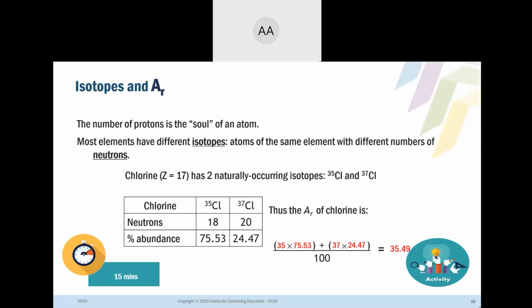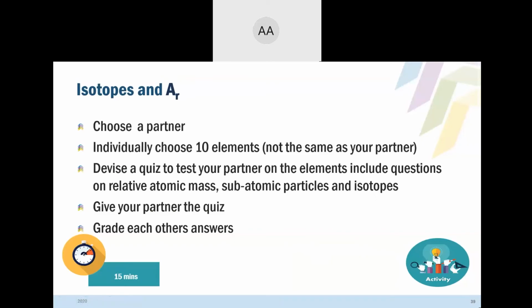Okay, so now you've done this, let's have a look at the instructions for the activity I was just talking about. Choose a partner. Individually choose 10 elements, not those that are the same as your partner. Devise a quiz to test your partner on the elements and include questions on relative atomic mass, subatomic particles, and isotopes, as well as calculating AR. Give your partner the quiz and then grade each other's answers.